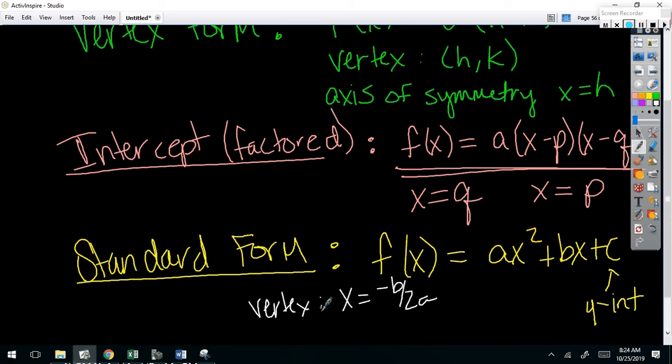Tell me what a does in all of these equations. Up or down. And now that we've studied transformations, we know that that's due to reflections, right? What else does it tell us? But what else? Aside from positive or negative? Wide, skinny. That has to do with stretches and shrinks, right? And we know that now also. All right, can everybody graph from any one of those 3 forms? Yes.